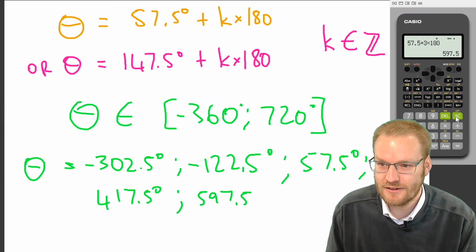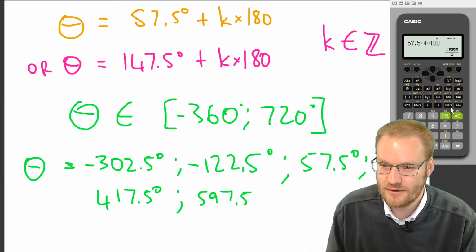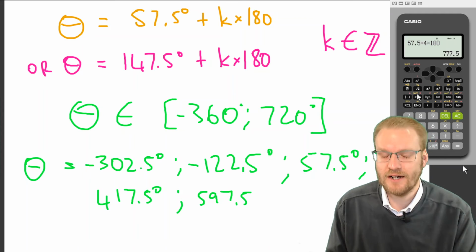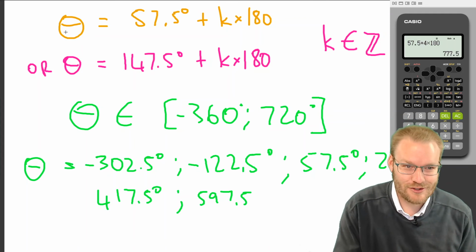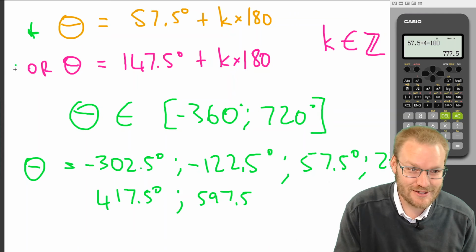I'm purposely not putting questions in between here because you can leave this playing in the background while you punch in all the values. 4 times 180, finally we're too much. Okay, so this was just this one. Now we need to do the same for this.